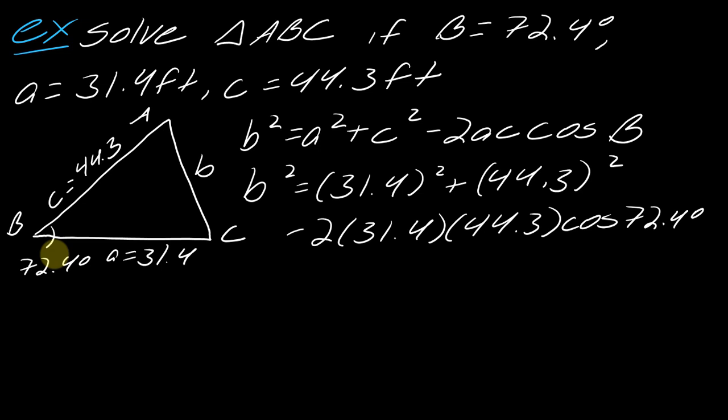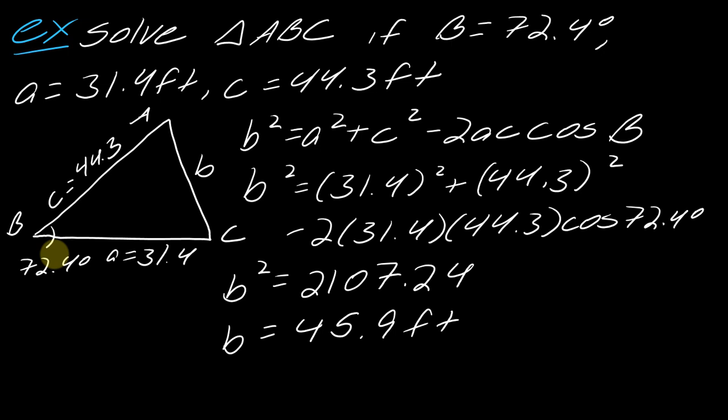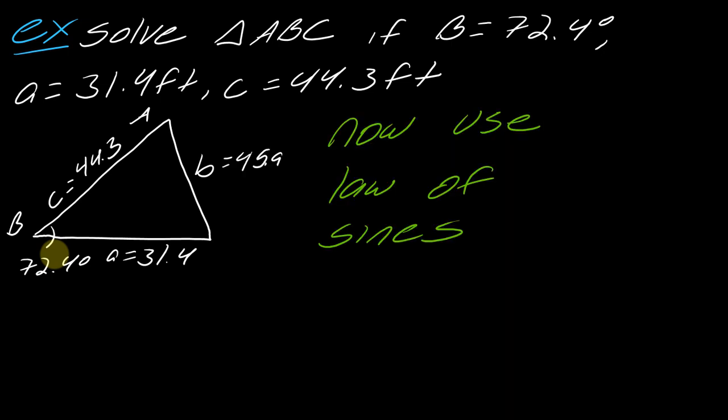So just make sure your calculator's in degrees. If I go ahead and work this out, I get b squared is equal to 2,107.24. Take the square root, I get 49.5 feet. And so boom, now I've got my side B. All right, so what about the rest of the triangle? Well, this is why I said you need to know the law of sines. From here you can just use the law of sines to finish this.